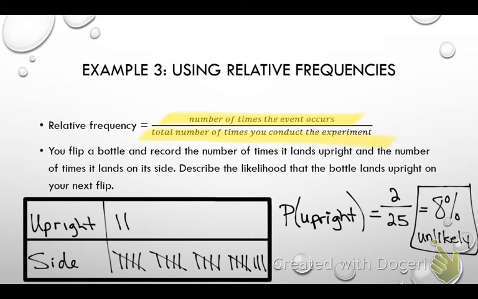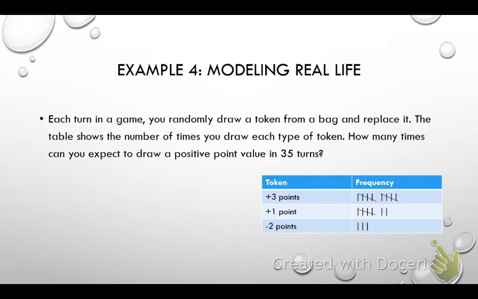All right, example 4, and we're done. On example 4, we just have, hopefully, more of an application type problem, and we're going to type percent problem into this. All right, that'll be fun. Each turn in a game, you randomly draw a token from a bag and replace it. The table shows the number of times you draw each type of token. How many times can you expect to draw a positive point value in 35 turns?